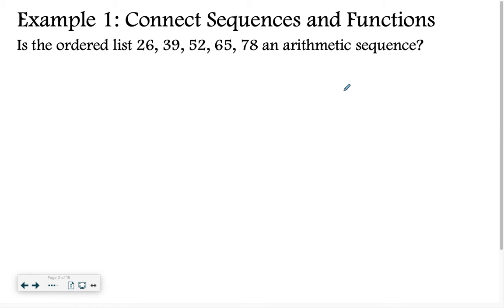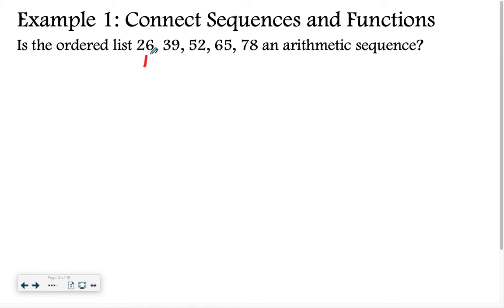Then each number listed in the sequence is called a term. So 26 is a term, 39 is a term, 52 is a term, 65 is a term, and 78, another term. Our first term is 26. That's the first one listed for us.